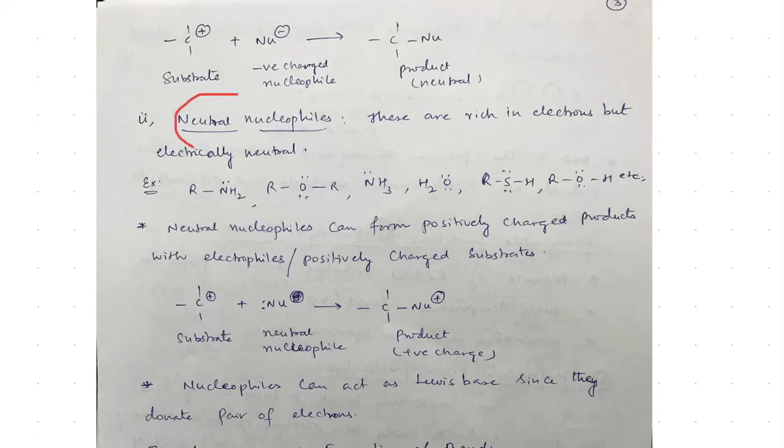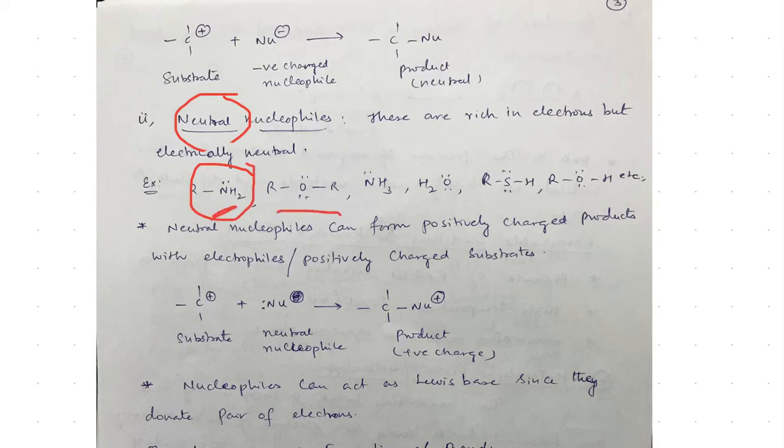Another type of nucleophile we can see is the neutral nucleophile. Neutral nucleophiles are also rich in electrons but do not carry any negative charge. These are electrically neutral. Electron density can be indicated with the help of lone pairs. If you observe RNH2, the nitrogen carries the lone pair of electrons, which you can see here.